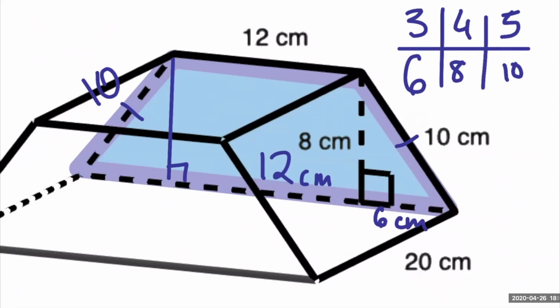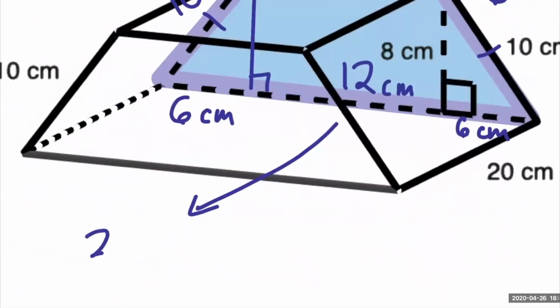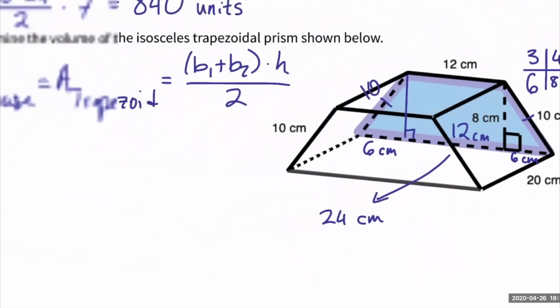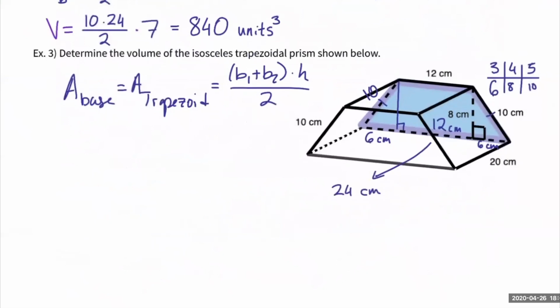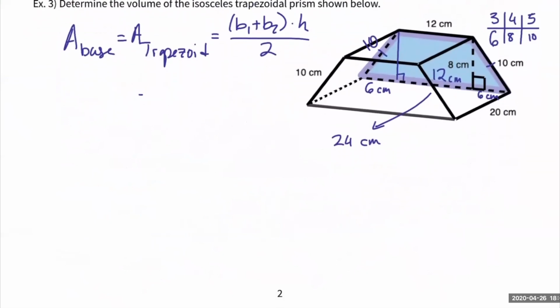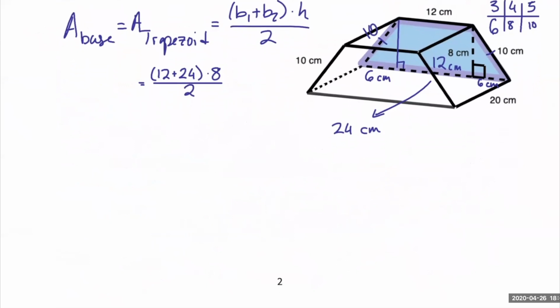And because these triangles are congruent, because this height is still 8, we know that this is also 6 centimeters. So altogether, we've got 6 plus 12 plus 6 is 24. Quick maths. Now if I'm going to solve using my area formula, the area of the trapezoid is the first base, which is 12, plus the second base, 24, times the height of the trapezoid, which was 8. Remember, we're just solving for area of a trapezoid at this moment, and that gets divided by 2. And now I can go into volume mode.